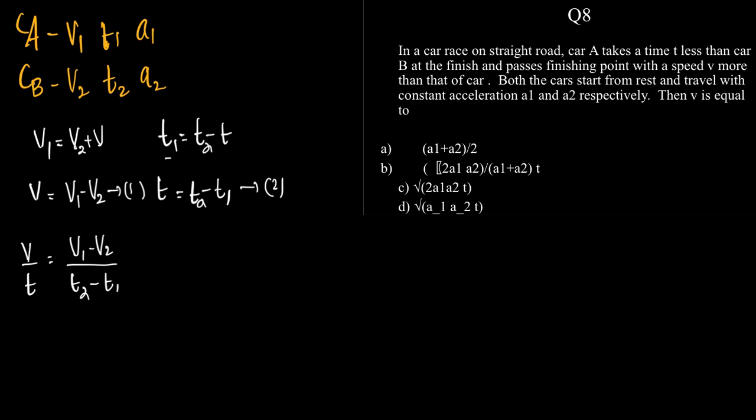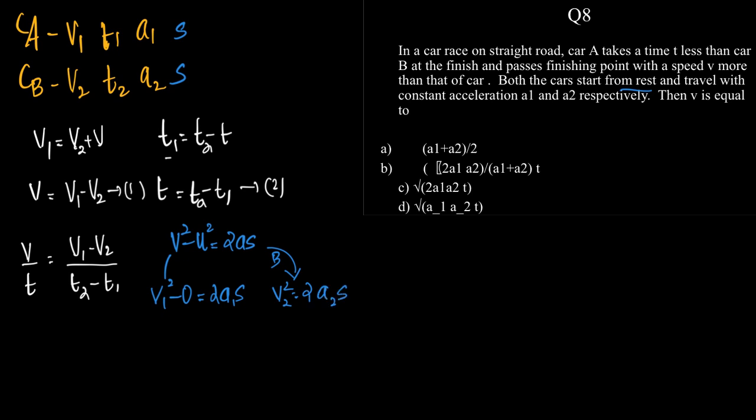So what is v square minus u square equal to? v square minus u square is 2as. For car A, it is v1 square minus u square. Since it is starting from rest, u is 0. So v1 square minus 0 is equal to 2 into a1 into s. Both of them travel the same distance, so it is s and s, not s1 and s2 here. For car B, this would look like v2 square is equal to 2 into a2 into s, right?